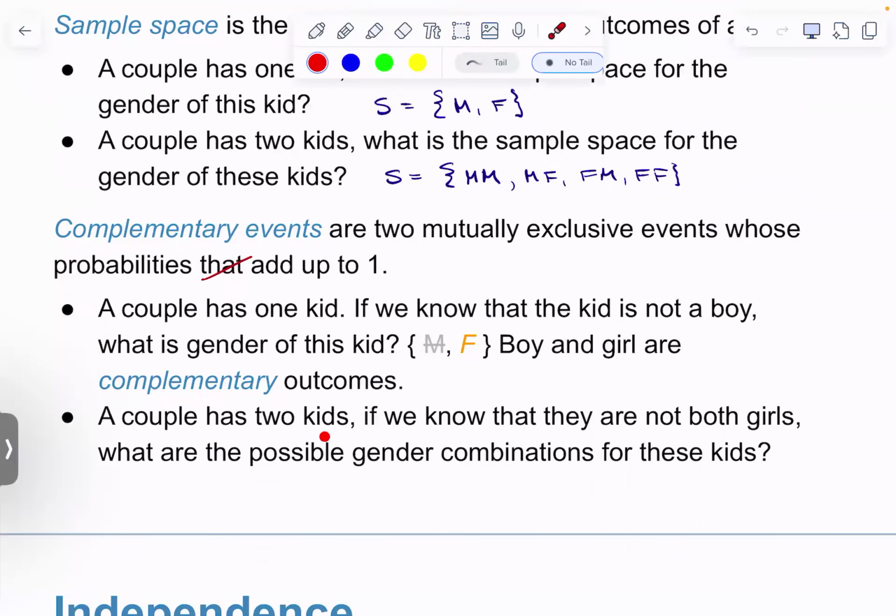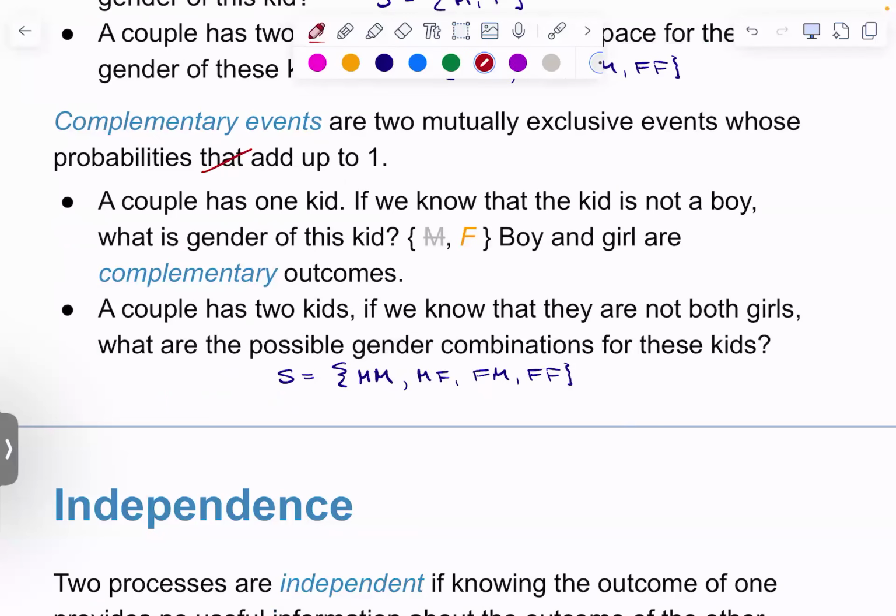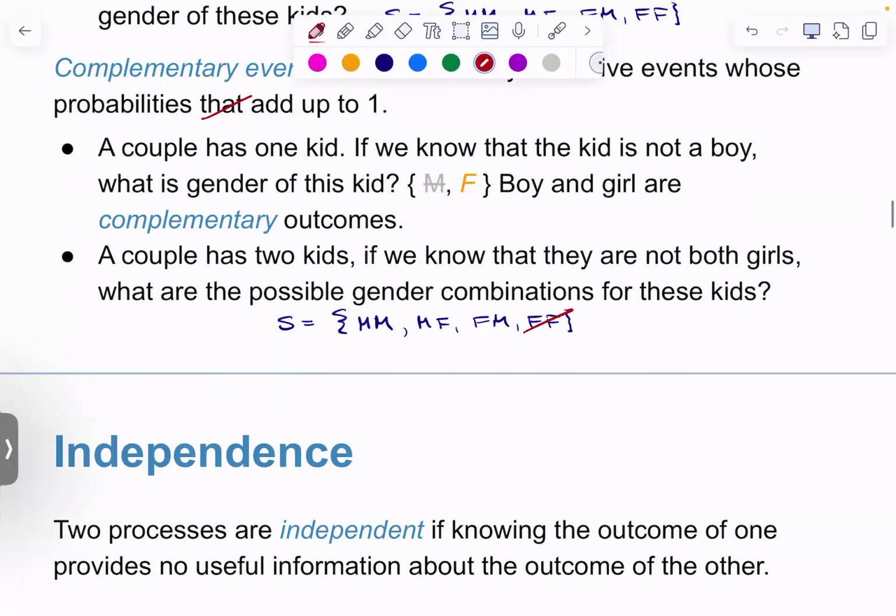A couple has 2 kids. If we know that they are not both girls, what are the possible gender combinations for these kids? I'm just going to copy this here. So we're told that they're not both girls. So then the possible outcomes are male, male, male, female, and then female, male. Right. Good. And this is no longer the sample space.